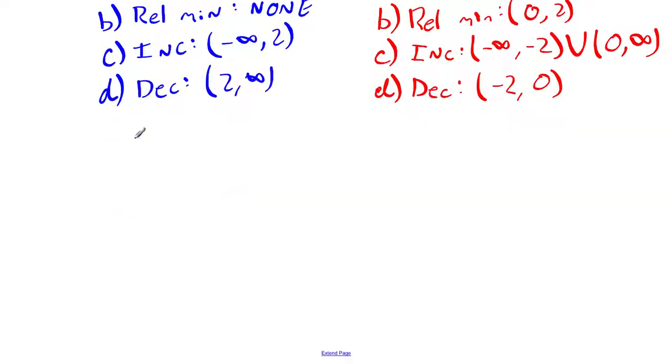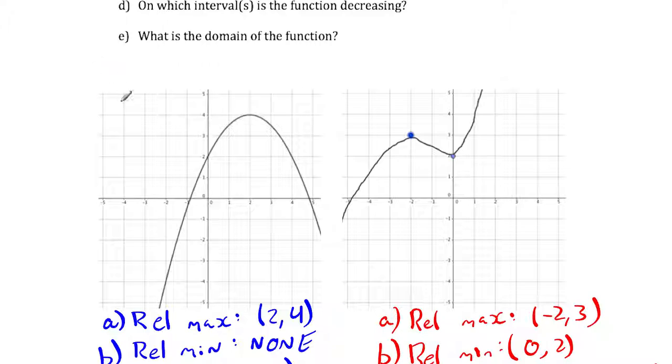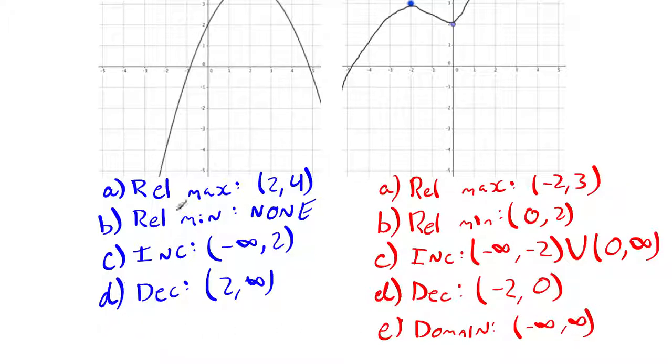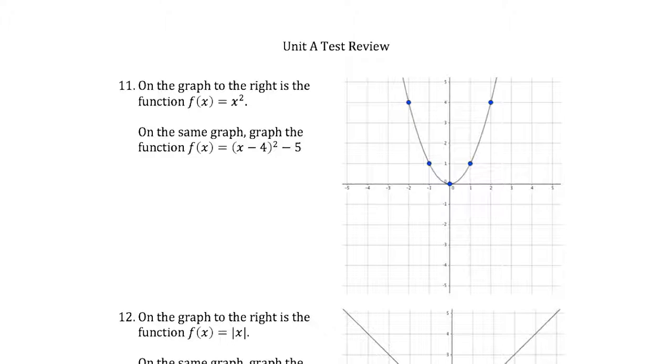I believe that was it on that page. Part E, what is the domain of the function? For both of these, there is no break. So the domain for both of them is just negative infinity to positive infinity. I used to talk about the range on these, which we're not going to talk about. So the domain is just negative infinity to positive infinity.